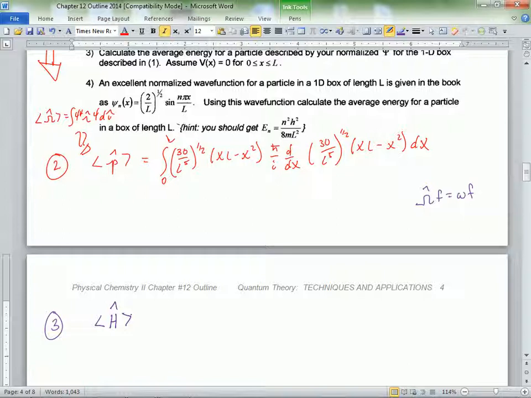So integral 0 to L. Which one? We need to, because number 3 wants us to calculate the average energy. So that's why I picked this one. Okay. Now since we noticed we drew 3 hats on here, what are we going to plug in for the energy operator?